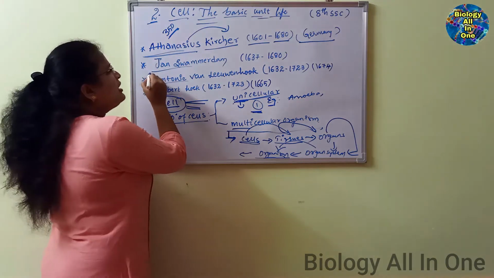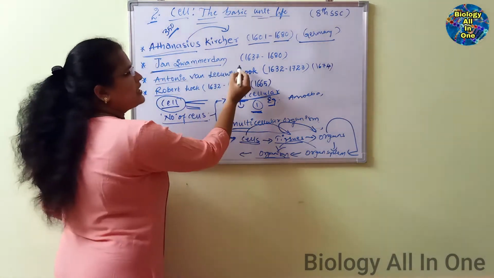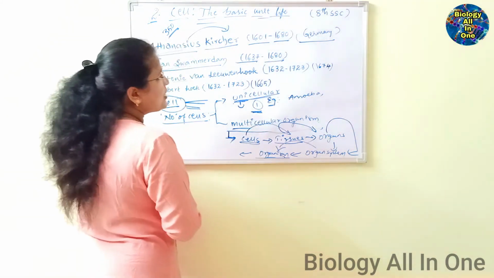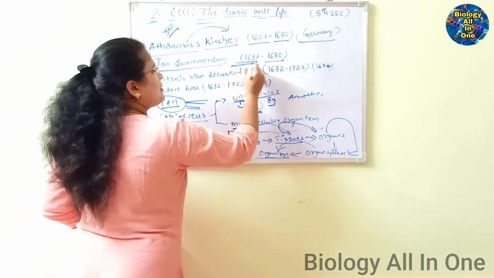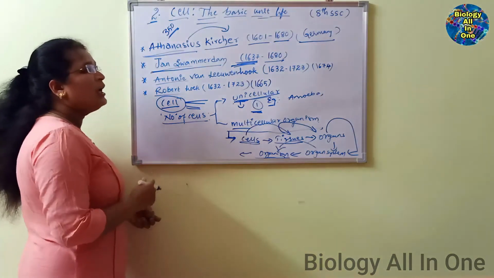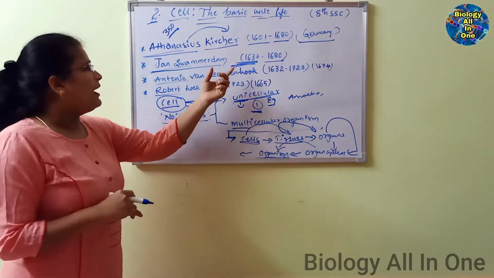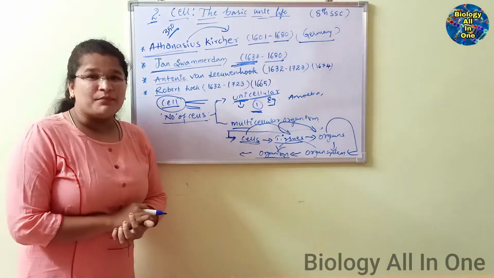See, later on, Jan Swammerdam is the scientist. He was born in the year 1637 and died in the year 1680. He also observed the microorganisms under the microscope. But he also didn't become popular.